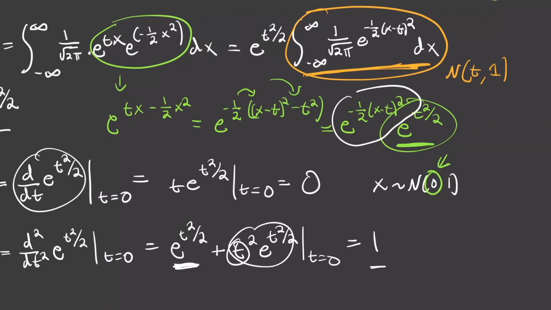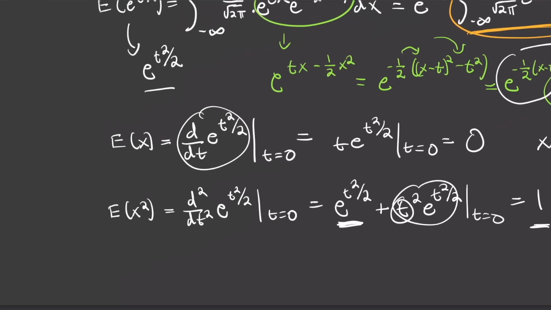So the variance is the second moment, right? 1 minus the first moment squared. Our first moment is 0, so 0 squared, so we're going to get 1 for our variance, and that means our standard deviation is also going to be 1 because standard deviation is the square root of the variance, right? So the square root of 1 is 1, so we should get that as well.